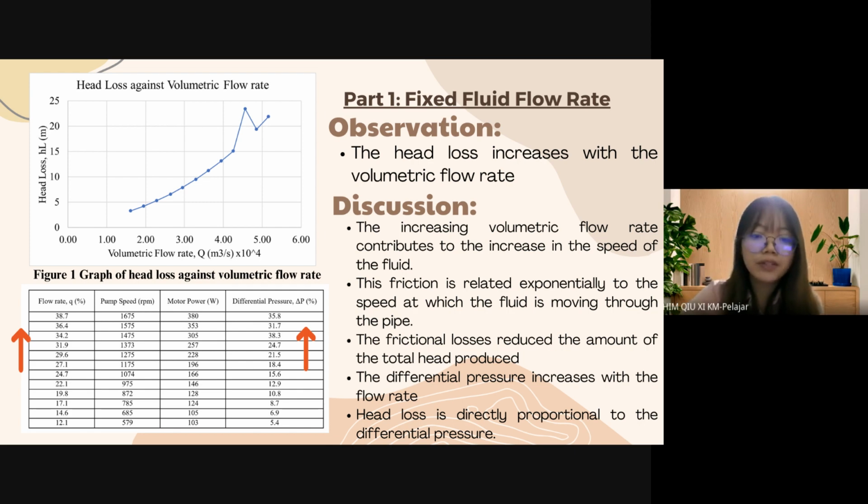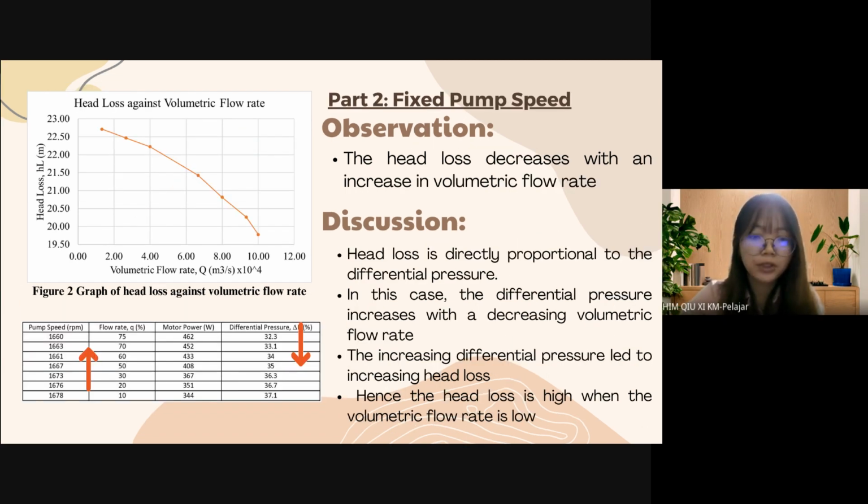Moreover, it could be observed from the table that the differential pressure increased with the flow rate. And the head loss is directly proportional to the differential pressure.